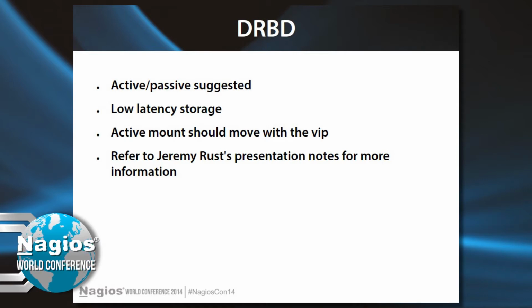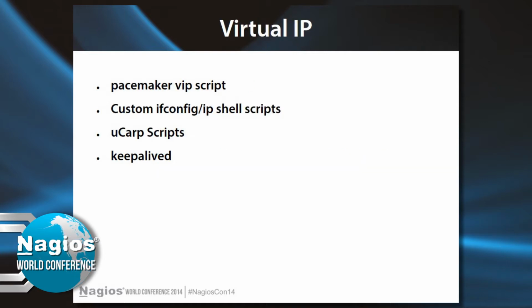The nice thing with active passive is that when it fails over, only one box is going to mount the master shared volume at a time. The active mount should absolutely move with the virtual IP. That's pretty much Pacemaker and Heartbeat's job. And again, for this section, you can really refer to my good friend Jeremy. He covered it in depth.